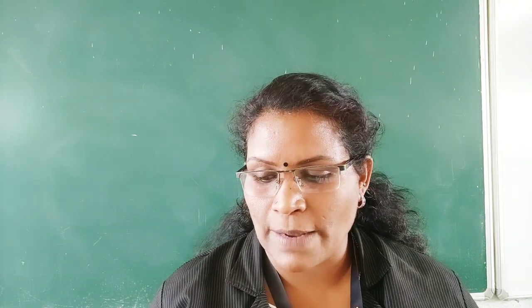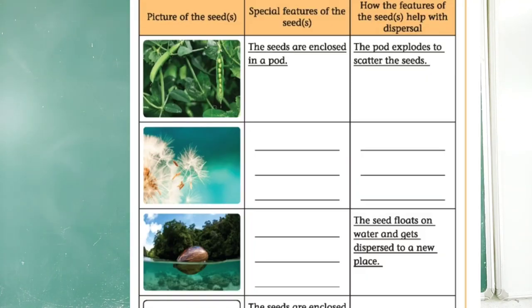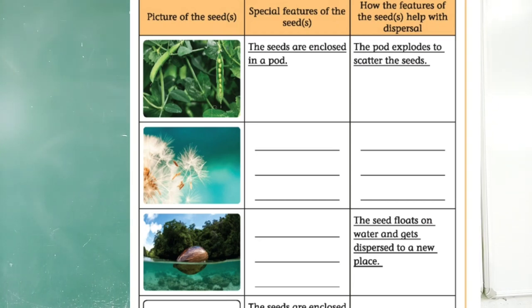So that activity is important, so you have to see that. Complete the table using the example provided. Here some pictures of seeds they have given, special features of the seeds and how the features of the seeds help with dispersal. Okay, so here the first plant, pea plant, the seeds are enclosed in a pod. So you have to write the special features as the seeds are enclosed in a pod and how the features help the dispersal. The pod explodes to scatter the seeds. The first one they have given, and from the second one onwards we are going to write.